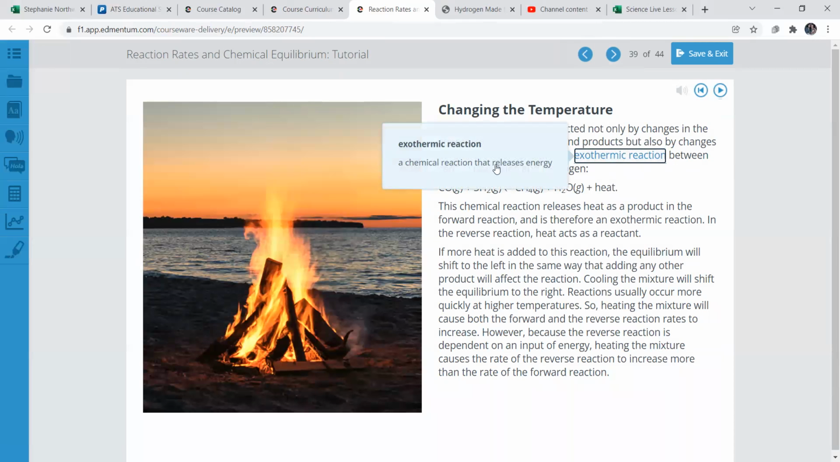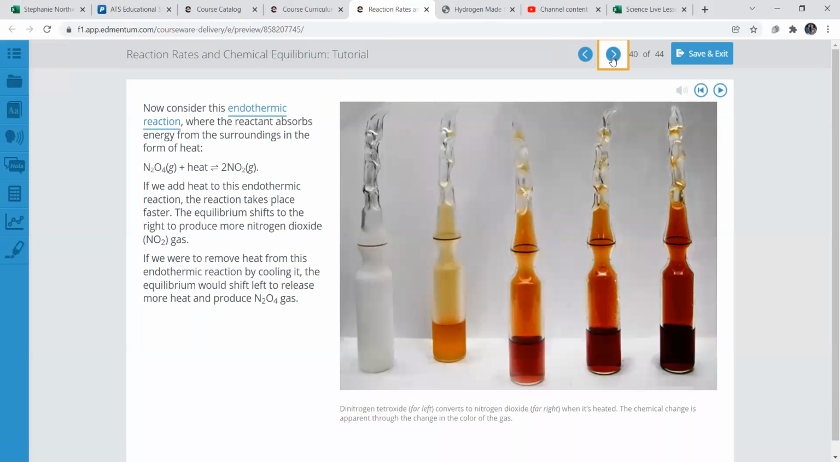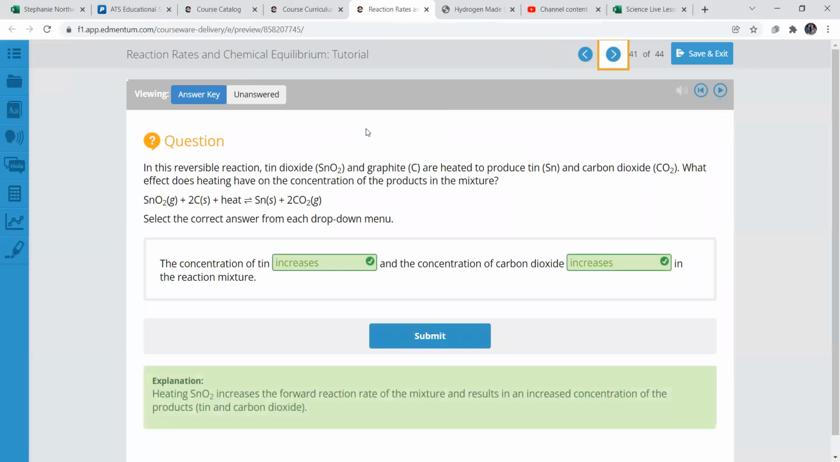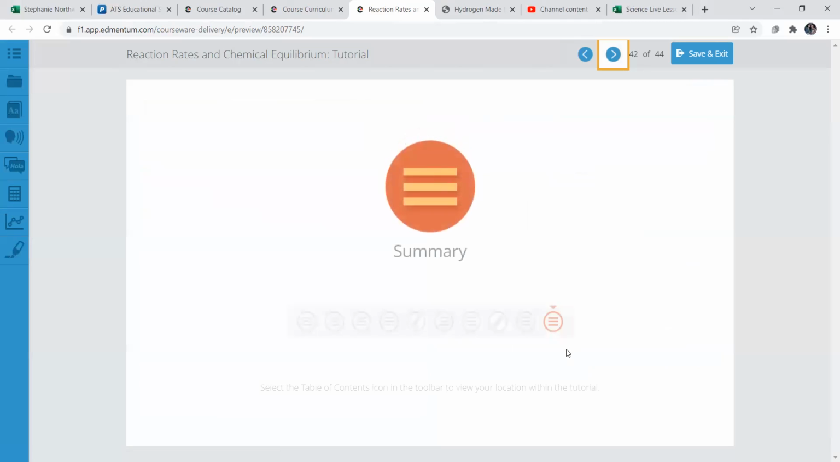Exothermic reaction, a chemical reaction that releases energy. Endothermic would be absorbs energy. So exothermic releases, endothermic absorbs. Hopefully that clears it up a little bit and gives you a better understanding.